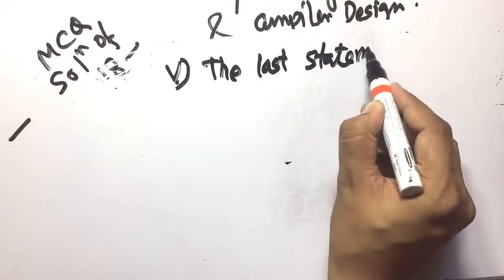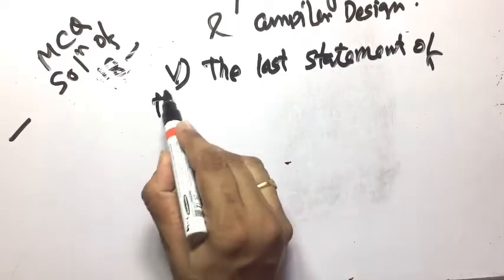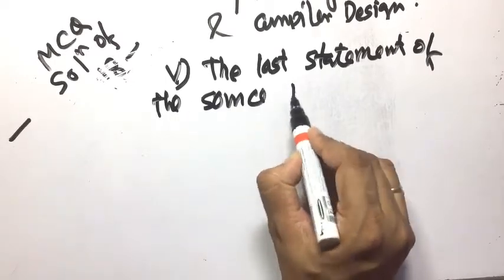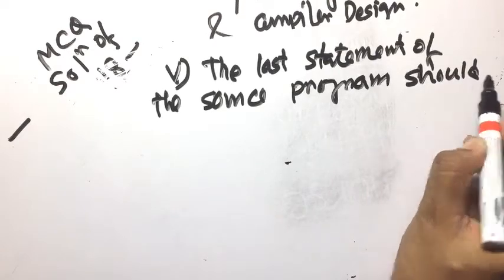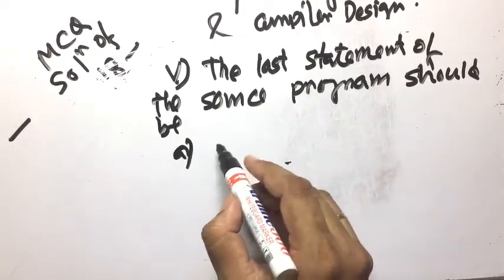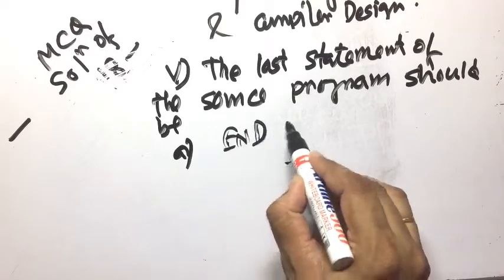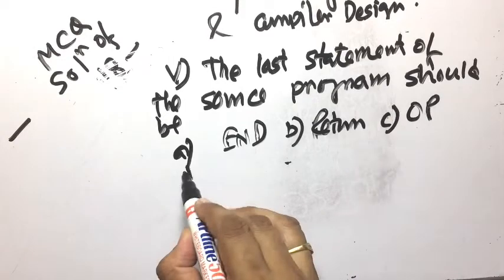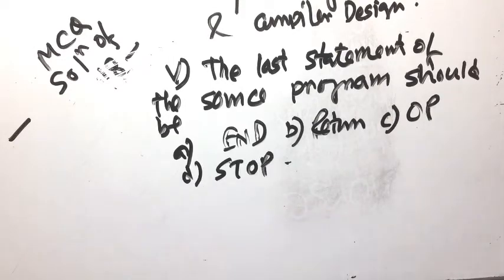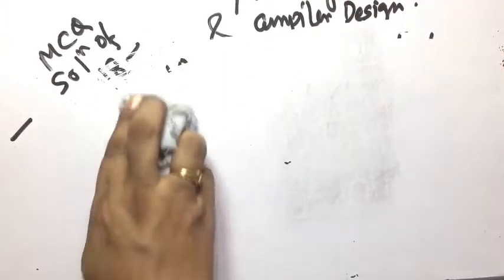The last statement of the source program should be option A end, option B return, option C OP, option D stop, and the answer is end. Every source code ends with end or HLT halt, you can write halt also. So this is the end of the assembly code.